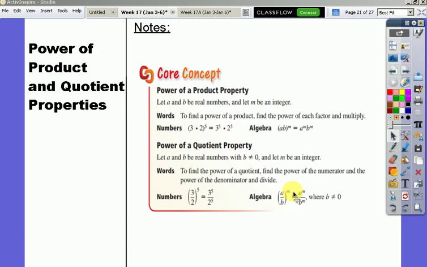You handle each thing separately and you apply the operation with our rules. So we know that when we take 3 to the 5th times 2 to the 5th, we're going to add those two powers. When I take 3 to the 5th divided by 2 to the 5th, I'm going to subtract those two powers.